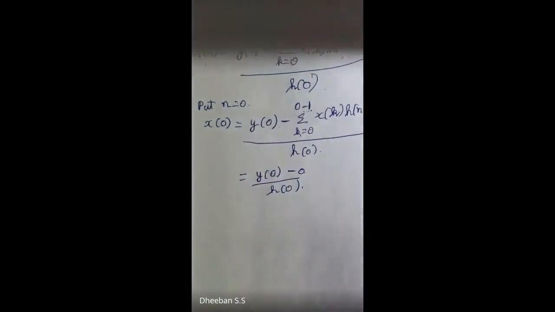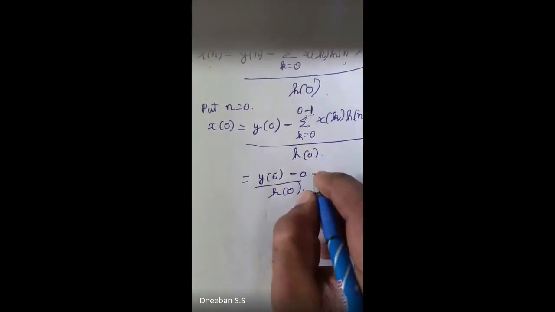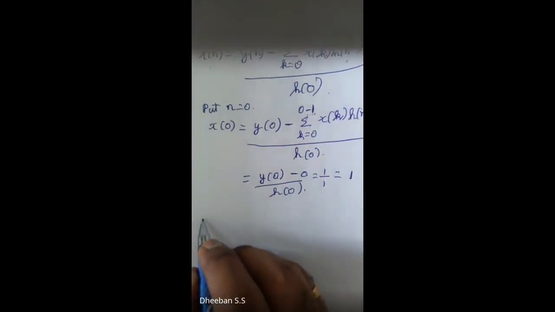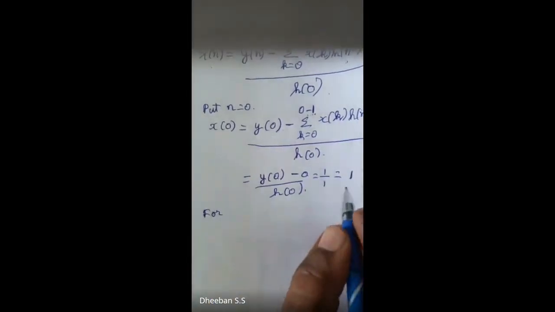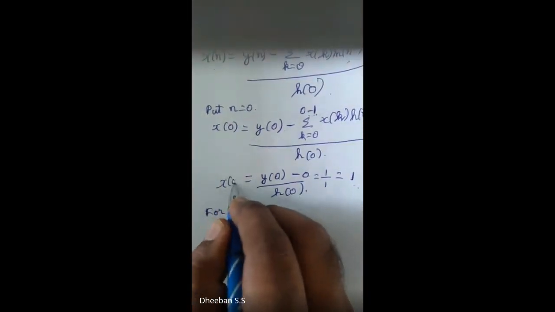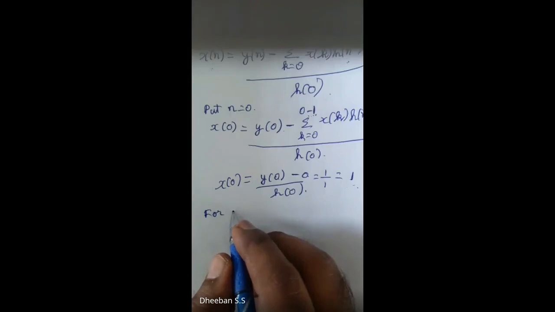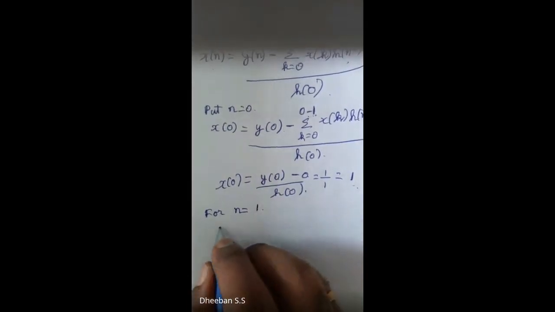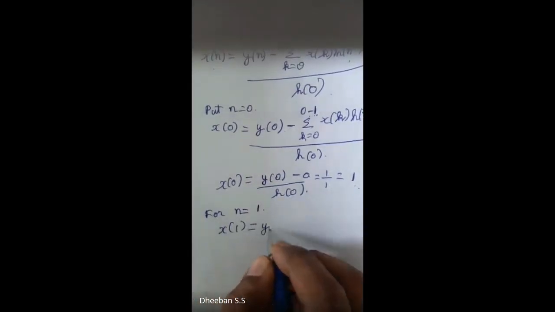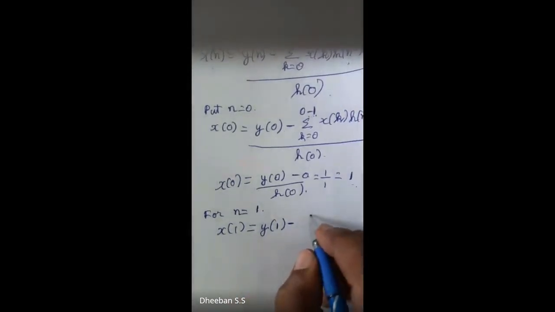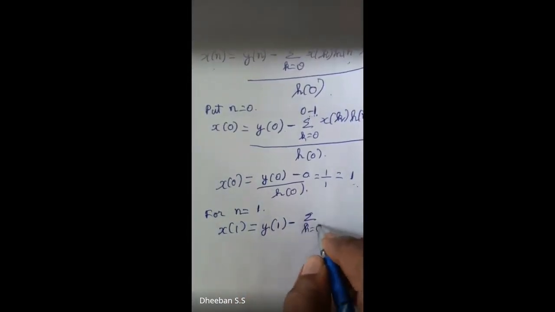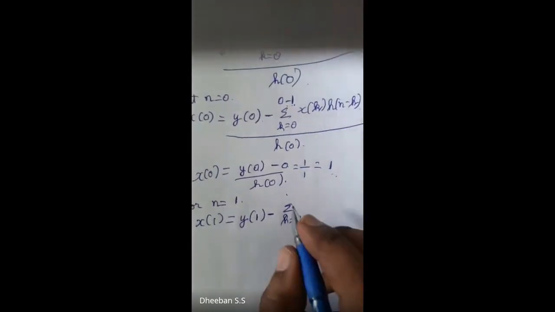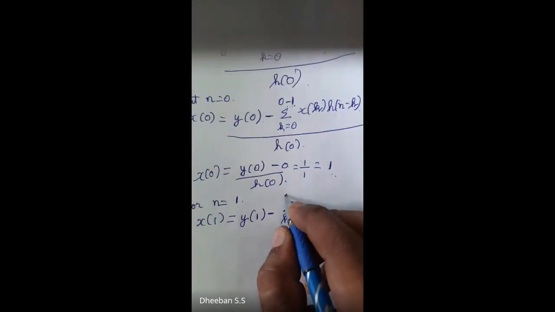So you'll be putting 1 by 1, you'll be getting the value 1. Okay, next for, so this is the first value in your x of n. Now for n equal to 1, x of 1 will be equal to y of 1 minus, so k equal to 0 and this value becomes 1 minus 1.